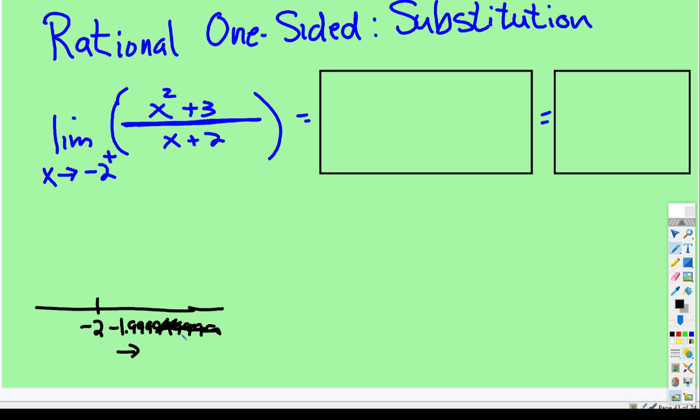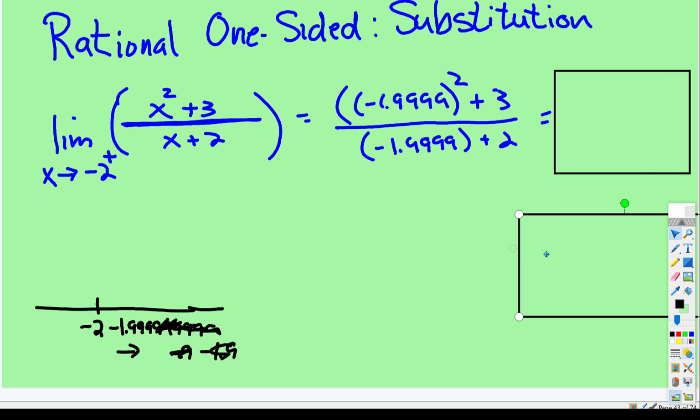going to not put that many, but I don't want you just putting -1.9. That's probably not close enough. So what we're going to do is I went out to the 10,000th place. I'm going to substitute everywhere there's an x. I'm going to substitute that -1.9999 in there and simplify.